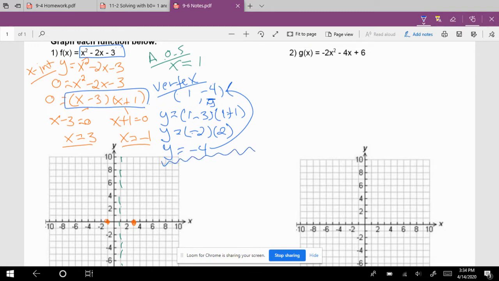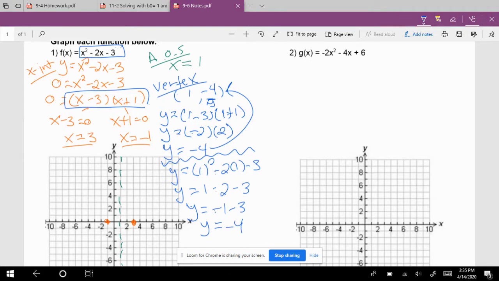Now, if I didn't want to use the factored form, I could have used the standard form, and watch, I'm going to get the exact same answer. So y equals 1 squared minus 2 times 1 minus 3. 1 squared is 1, minus 2 times 1, so that's -2, and then minus 3. Order of operations, 1 minus 2 is -1, minus 3. I once again get -4.